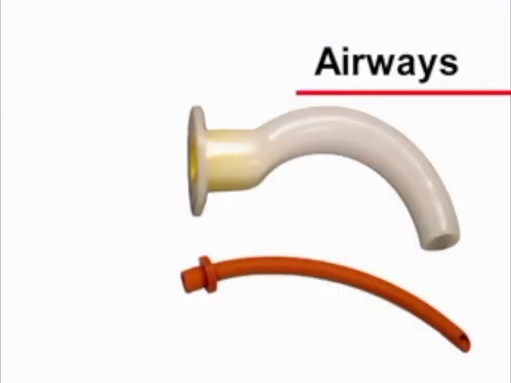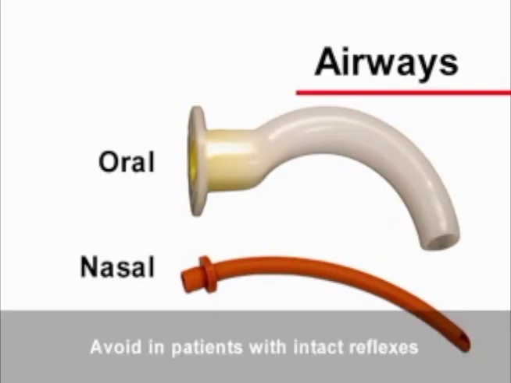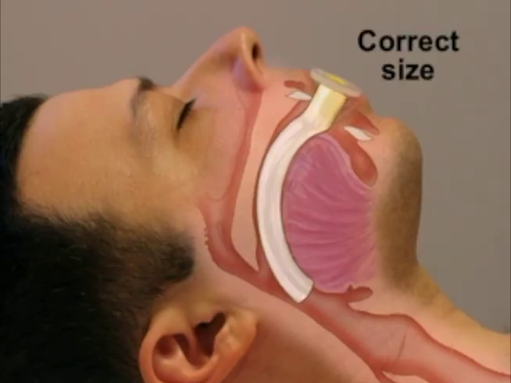Occasionally, it is difficult or impossible to provide ventilation unless an oral or nasal airway is inserted. These devices are most helpful when the cough and gag reflexes are absent. Insertion in patients with intact reflexes may precipitate coughing, vomiting, and laryngospasm. When used, the appropriate size device must be selected in order to avoid worsening of the airway obstruction.